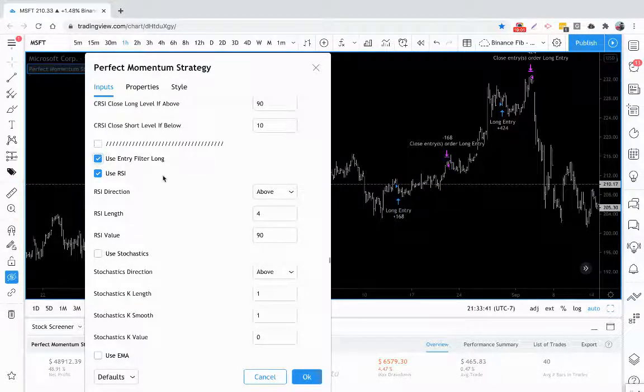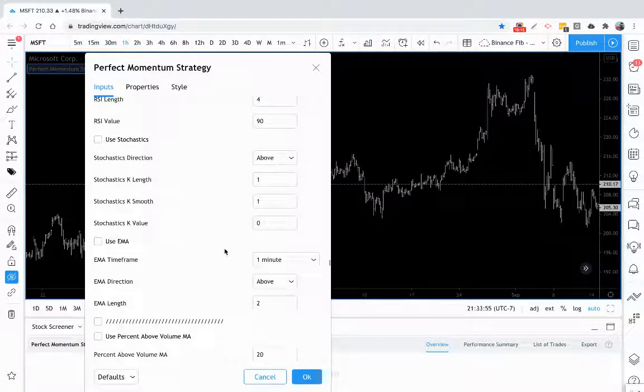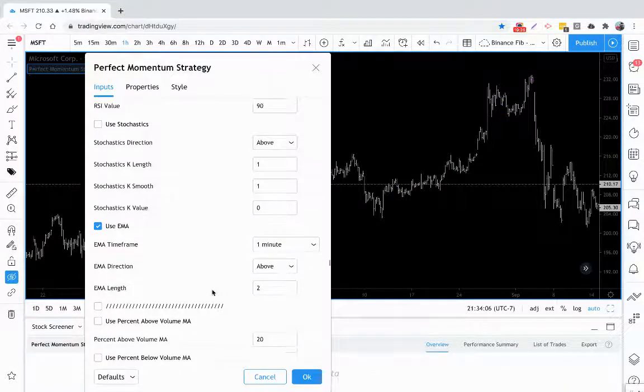Oh, I need to click on use entry filter long. And we see it got filtered out. Actually, all the trades, so this may be too sensitive, but you can filter out your trades through RSI, through Stochastics, or your trade entries being above or below a certain exponential moving average. It has its own time frame you can use to look for.